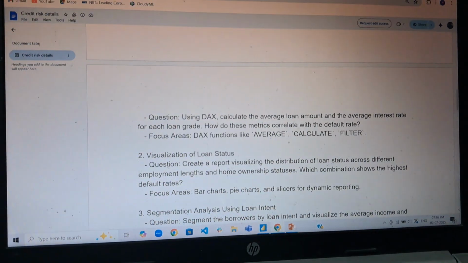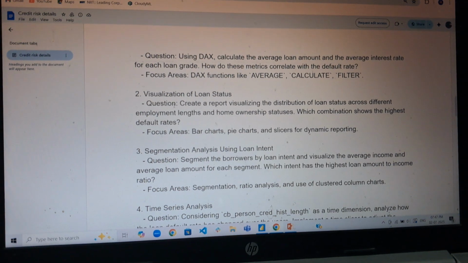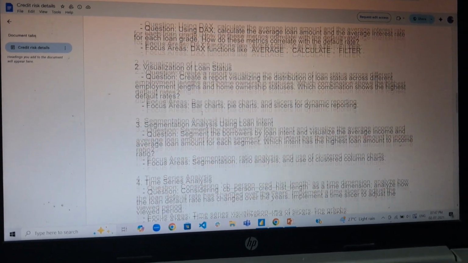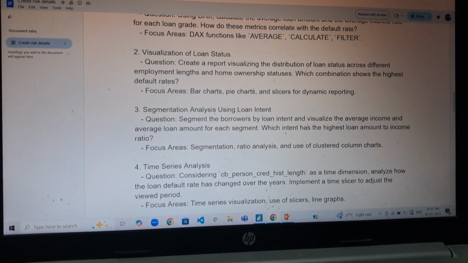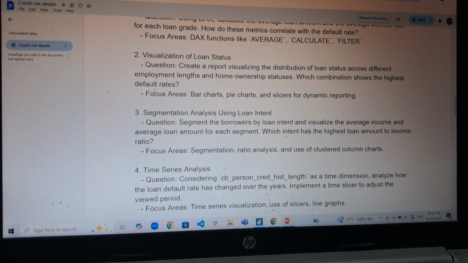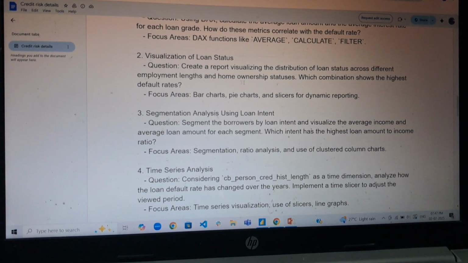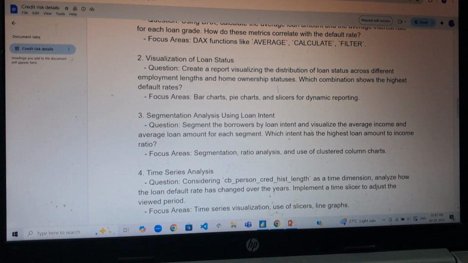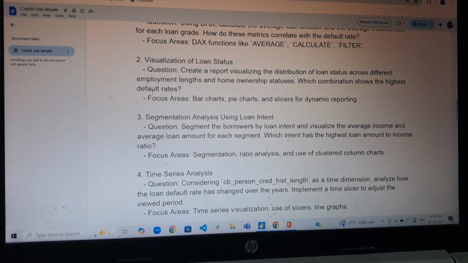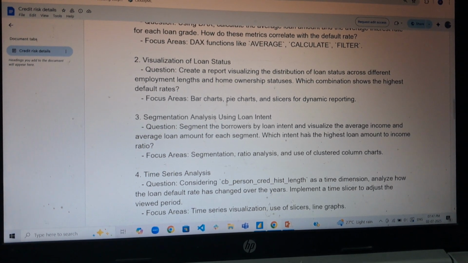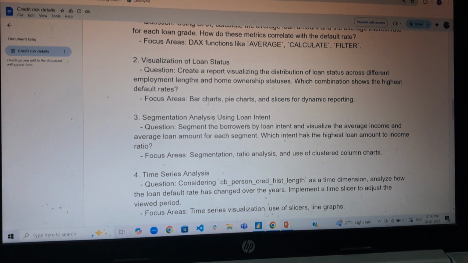Coming to the second question, we need to visualize the loan status. Here we are going to report the distribution of loan status across different employment lengths and home ownership status, and find which combination shows the highest default rate, using bar graphs, pie charts and slicers for dynamic reporting.